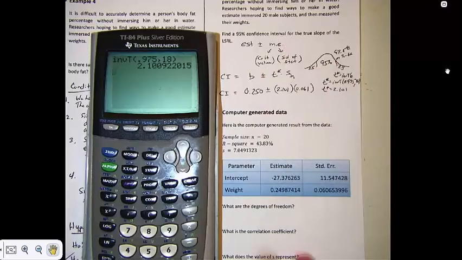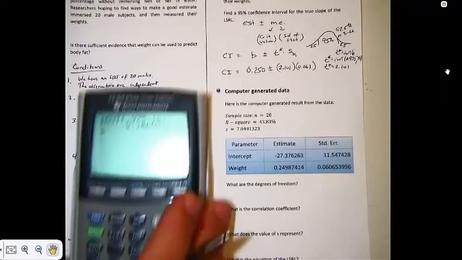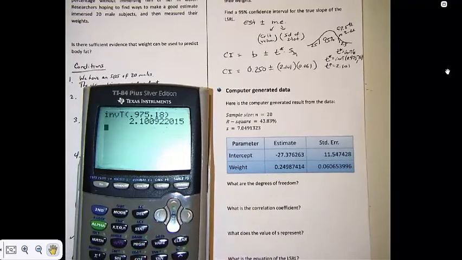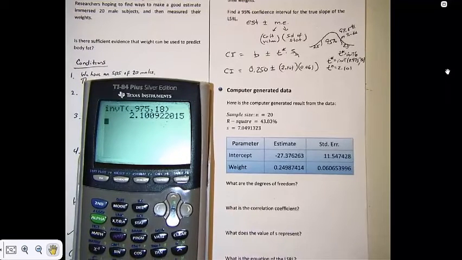Now I have the pieces for my confidence interval, and I can go ahead and calculate that. So let's take that t star value and multiply it by s sub b sub 1, which is 0.061.